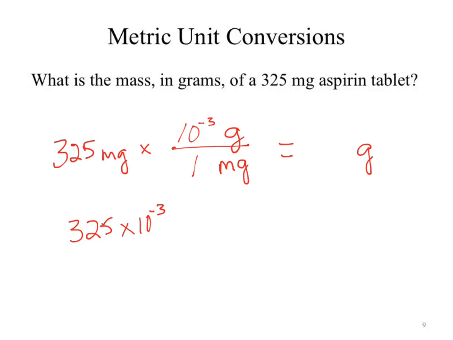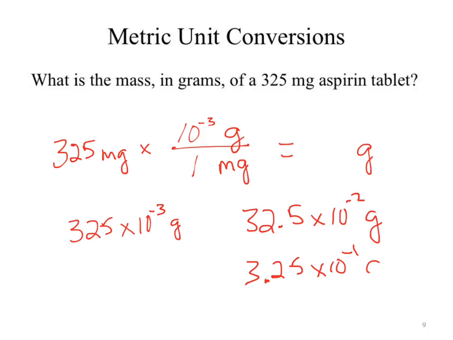Okay. Grams. Okay. We could also go through and do varying calculations with this. We could say it's 32.5 times 10 to the minus 2 grams, or 3.25 times 10 to the minus 1 grams, or 0.325 grams.